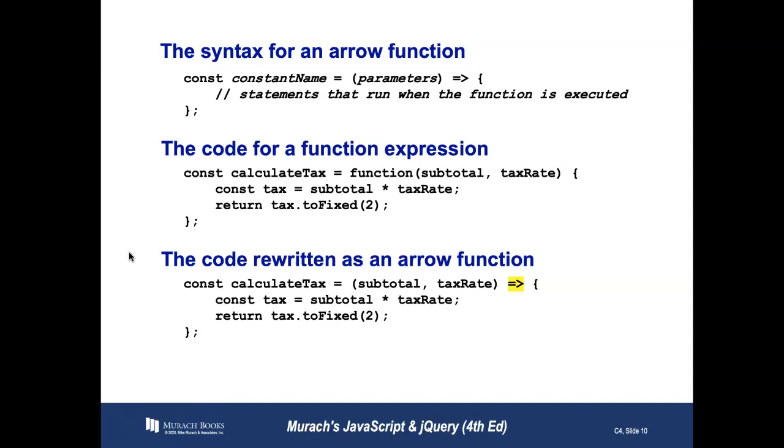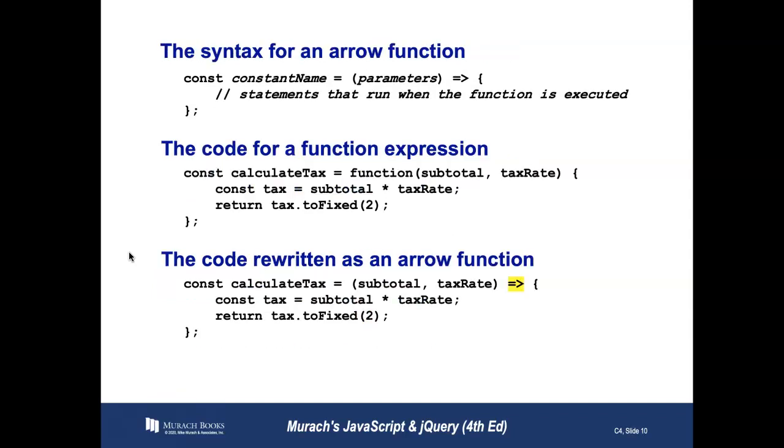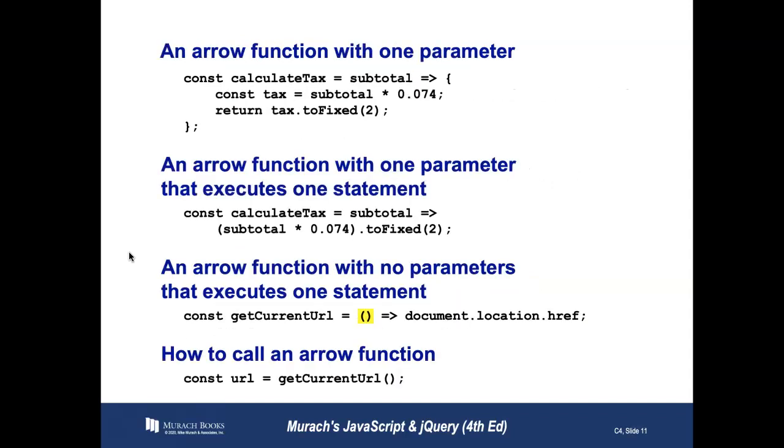It just takes a few tries, a little bit of practice to get this going. So this is an arrow function with one parameter. We have calculateTax equals subtotal. Now notice how there's no parentheses around the subtotal. That's because there's only one parameter. If you look here, we have parameters with parentheses. Now we have one parameter, so it's just equals, and then the value, and then the arrow, and then the curly braces. So our example is calculateTax equals subtotal. And in this case, we're just going to use the subtotal times 0.074, which is the rate of tax in this case, with the formatting toFixed.